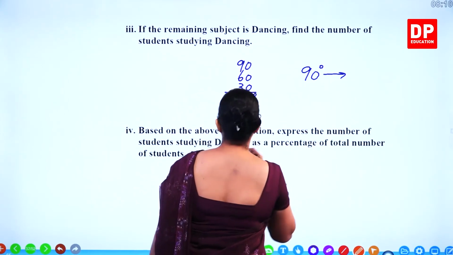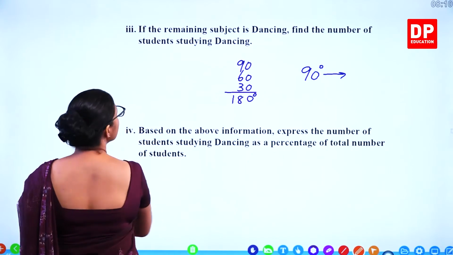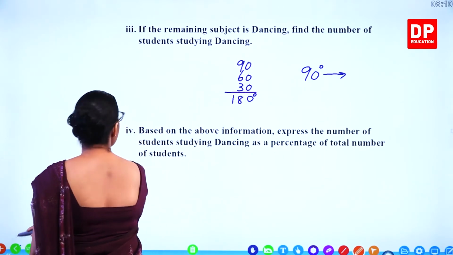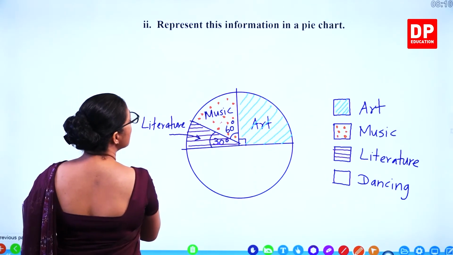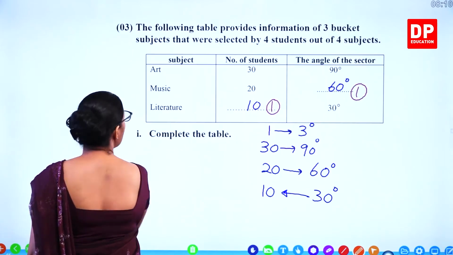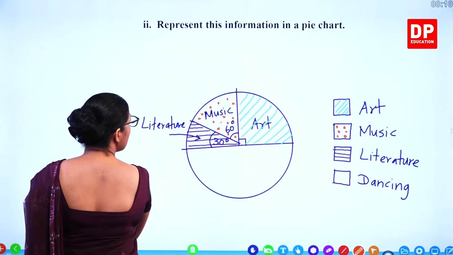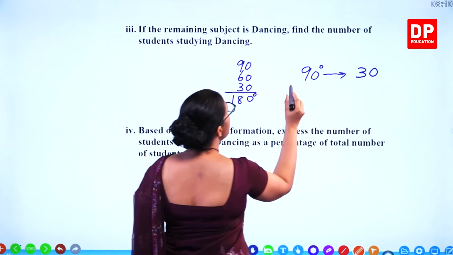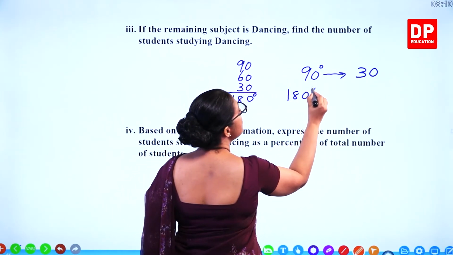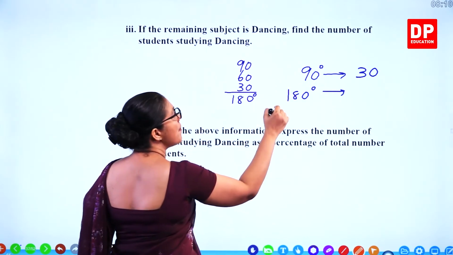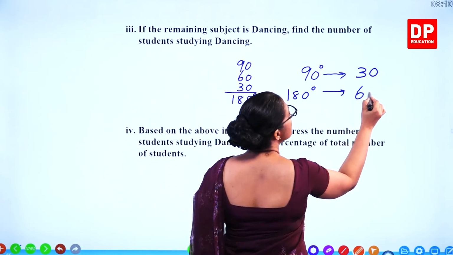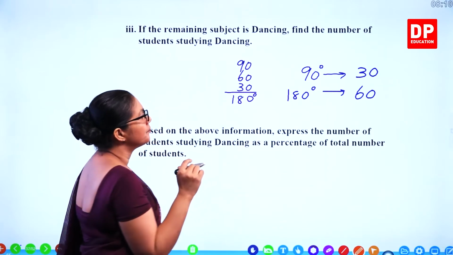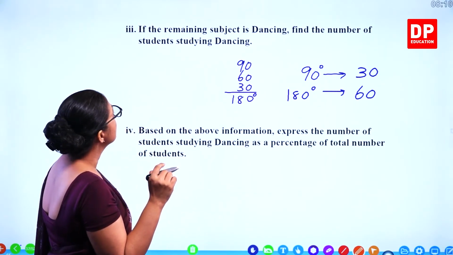How many students with 90 degrees? 30 students. So we need to find out for 180. So that means multiply by 2. 30 times 2, 60 students for dancing.